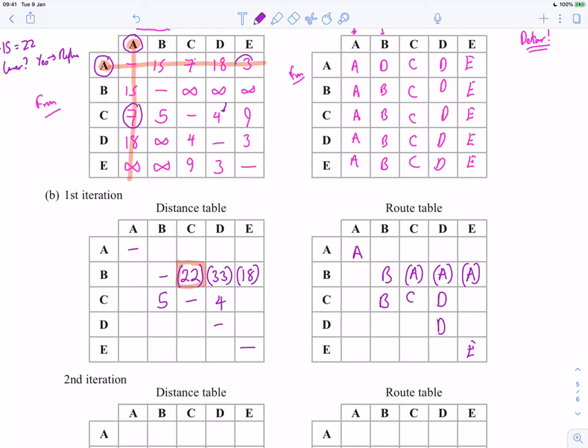And then 7 and 3 is 10. Is that smaller than the corresponding thing in there? 9? No, it's not. So that just stays as a 9. So this will stay as an E.